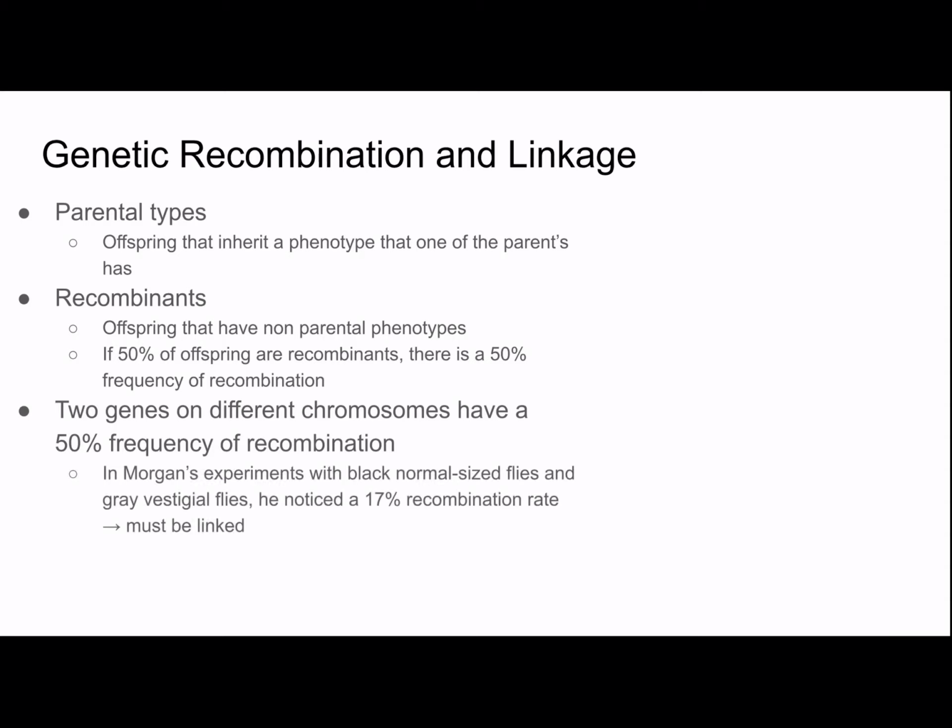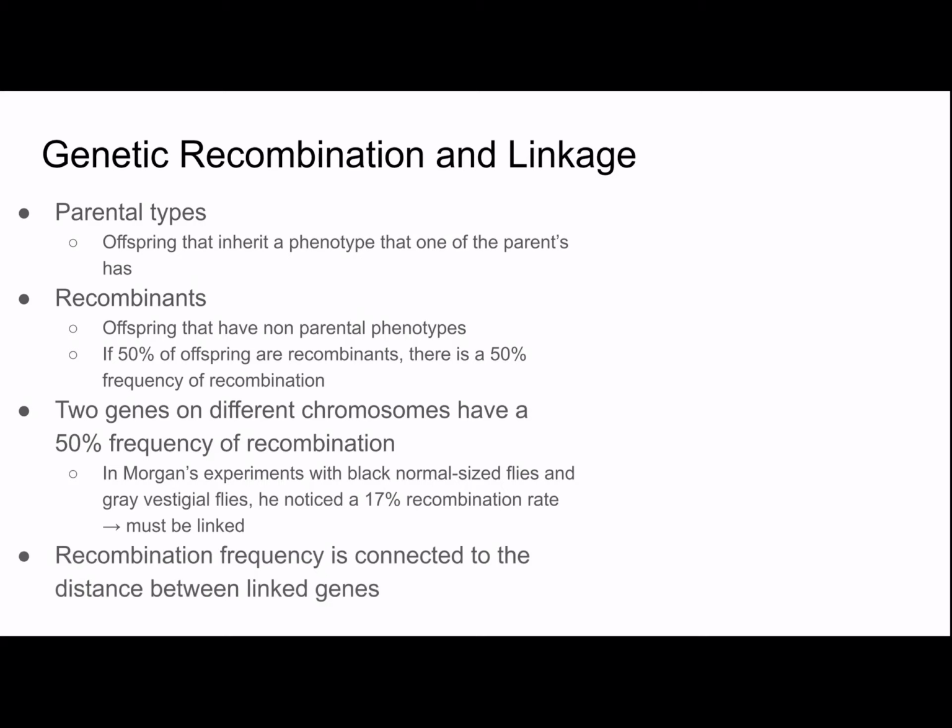In Morgan's experiment that we mentioned in the last slide, with black normal-sized flies and gray vestigial flies, he noticed a 17% recombination. Again, that's much lower than the 50% that we expect, so that means that the two genes must be linked. They must be inherited together.